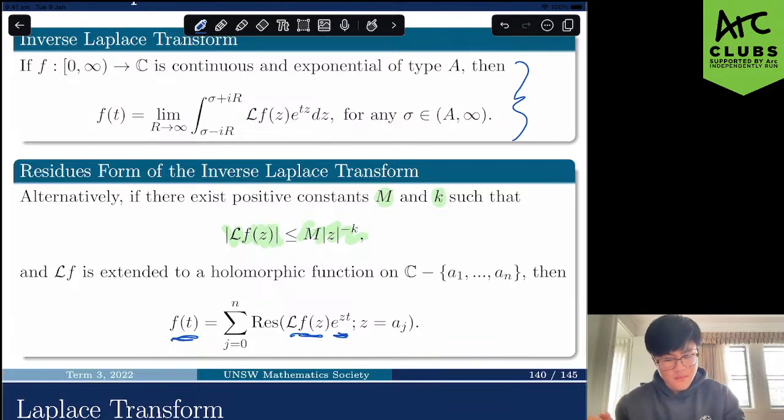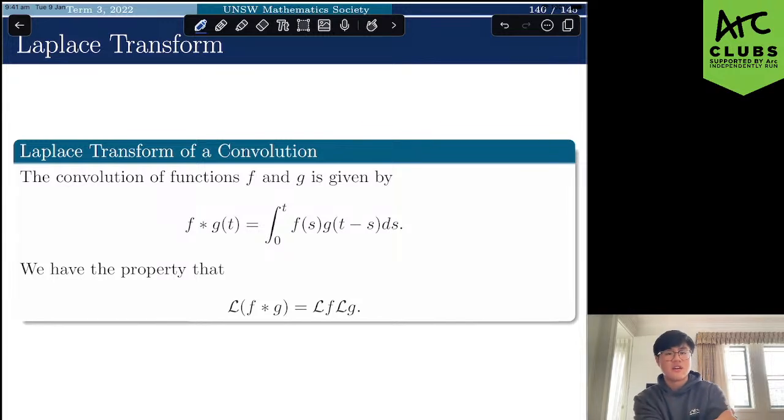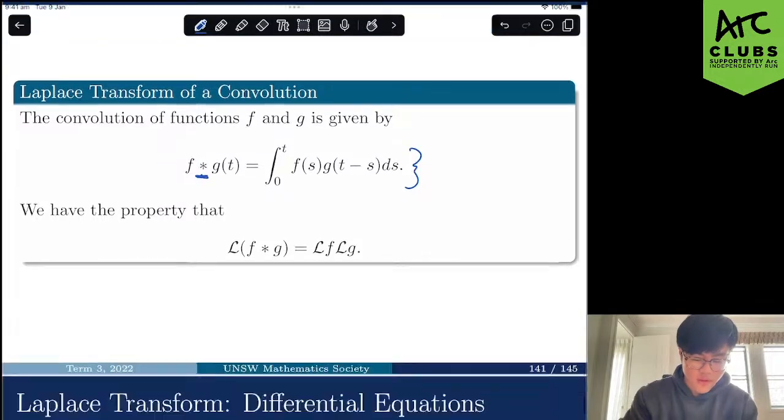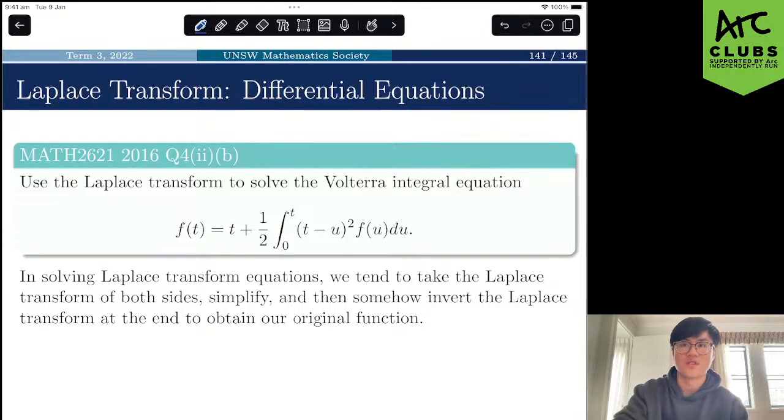All right, and we'll look at the next formula, or the next theorem here, which is about the convolutions of f and g. So the convolution, given by this little star symbol, is defined to be this integral. And what's interesting about it is that the Laplace transform of the convolution of the functions f and g is just the Laplace transforms multiplied by each other.